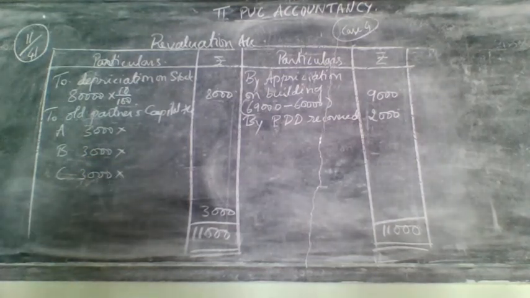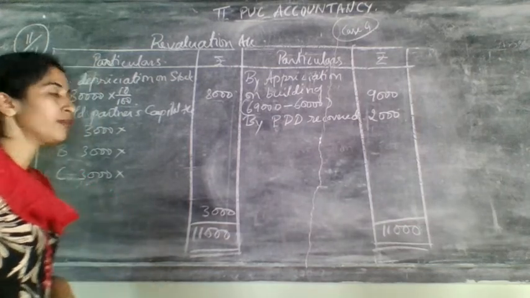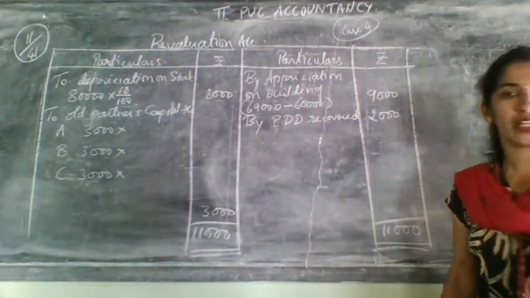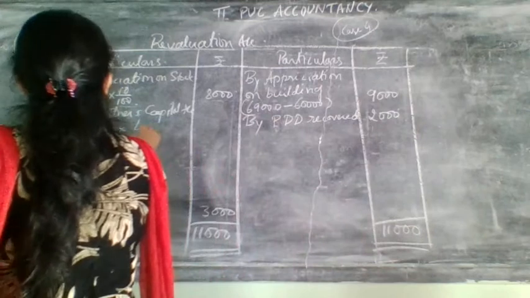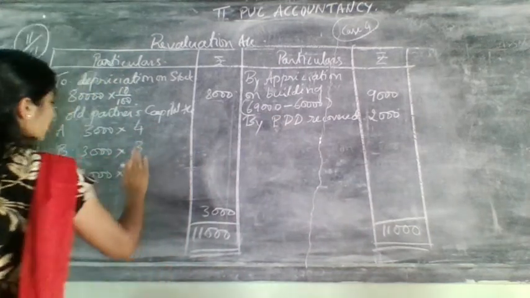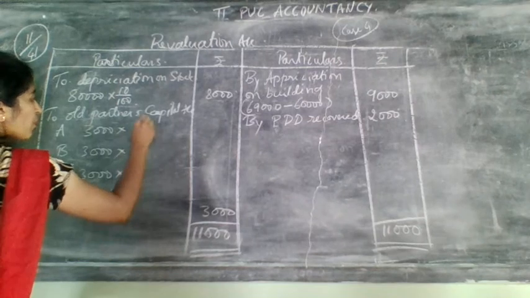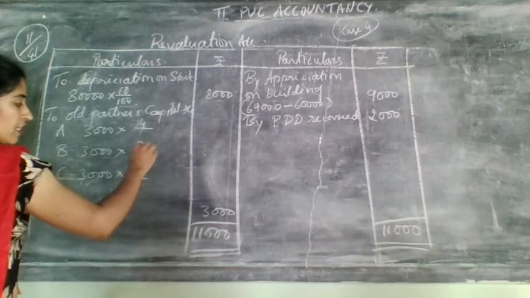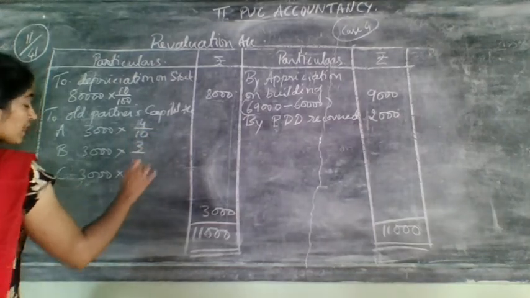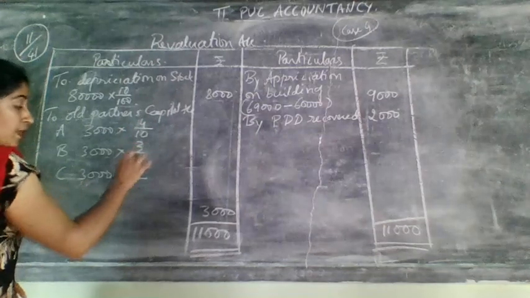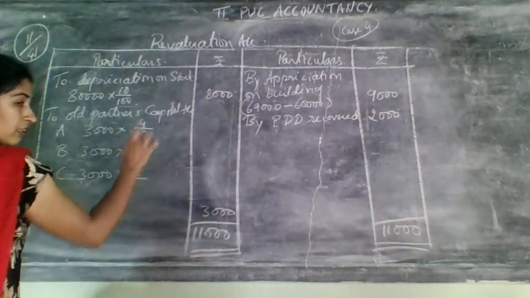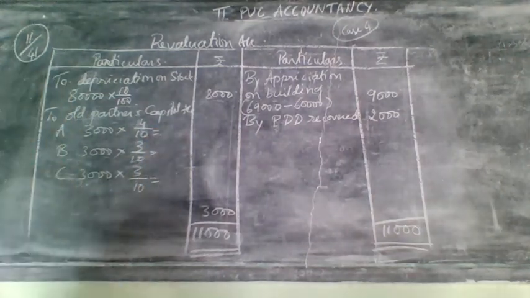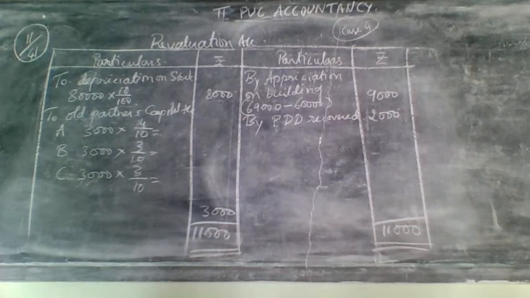Need to distribute in which ratio? Need to distribute in the old ratio, that is 4:3:3. That is 4, 3 here and here for him also 3. That means 4 plus 3 is 7, 7 plus 3 is 10. That is 4 by 10, 3 by 10 and 3 by 10. How much will it come? Write it here in the inner column.